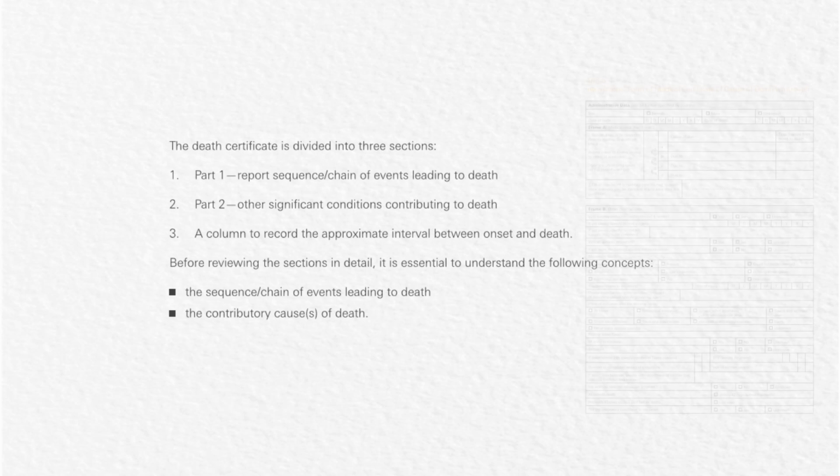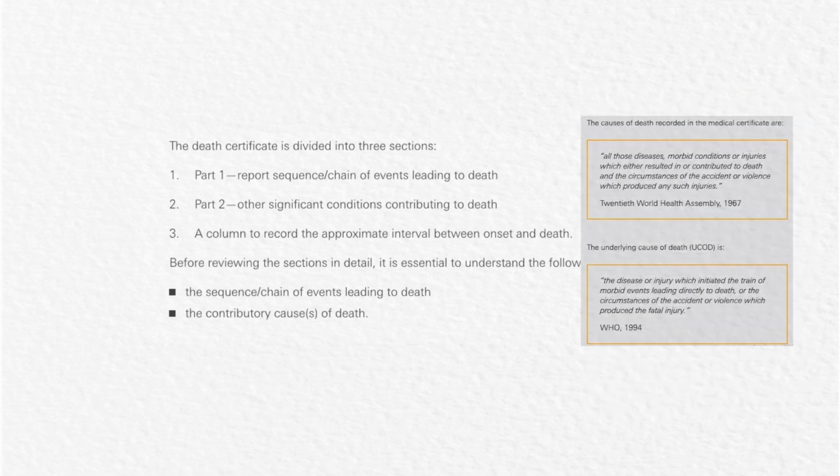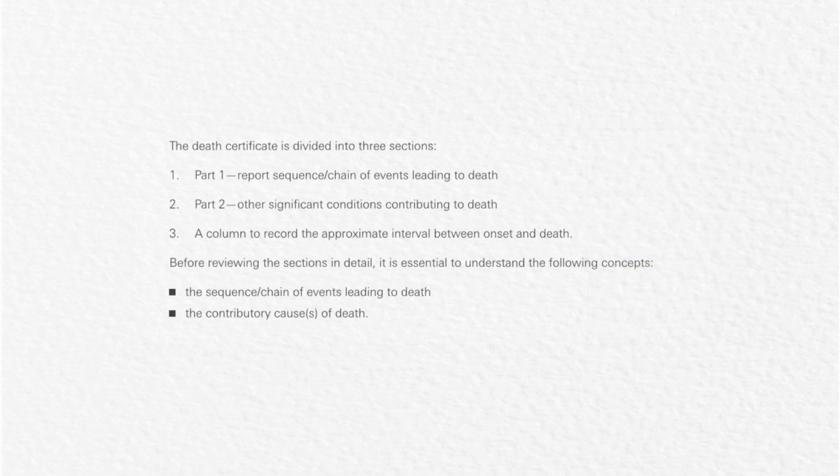Understanding the international form of medical certificate of cause of death. The death certificate is divided into three sections. Part 1 reports the sequence or chain of events leading to death. Part 2, other significant conditions contributing to death. Third, a column to record the approximate interval between onset and death. Before reviewing the sections in detail, it is essential to understand the following concepts: the sequence or chain of events leading to death, and the contributory causes of death.